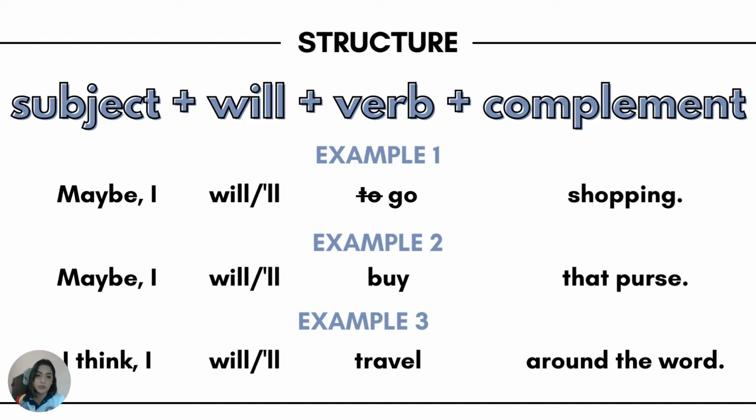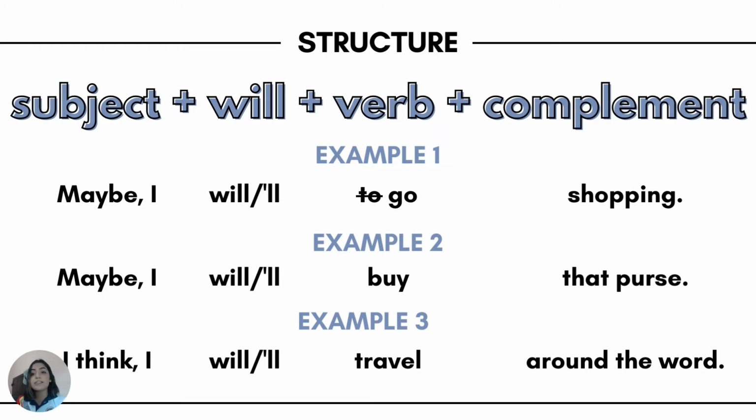Now we come to the structure. First, we are going to put the subject, then the will, to finish with the verb in its basic form and the complement of the sentence. We start with the first example, maybe, and then the subject I, then we add the will, or we can also put it with its contraction, I'll. We continue with the verb. Here we cannot put to, since it's the basic form, so we only leave the go to finish with the complement of the sentence.